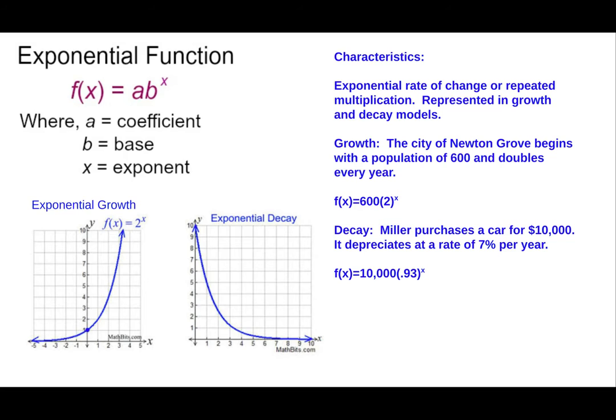An example of a growth model would be the city of Newton Grove begins with a population of 600 and doubles every year. So we would write f of x equals 600 times 2 to the x, because 2 indicates doubling, x would be the years. Then we have a decay model, where we say Miller purchases a car for $10,000. It depreciates at a rate of 7% per year. So f of x would equal 10,000 times 0.93 to the x power, where again, x would represent our number of years. And then if you look over to the left of the slide, we see what the graphs look like for exponential growth and for exponential decay.